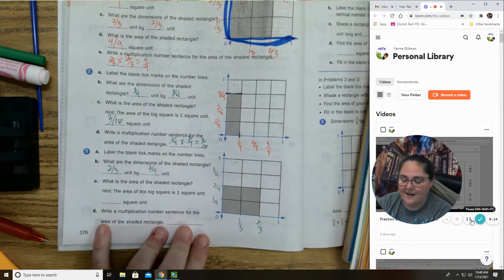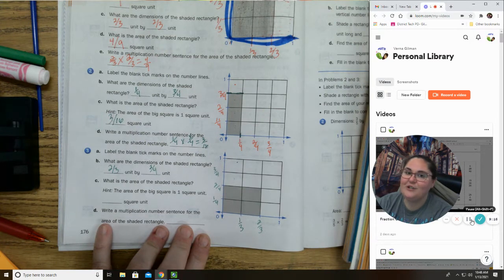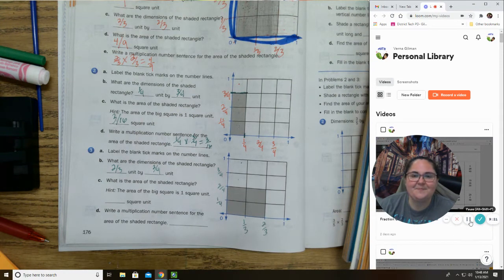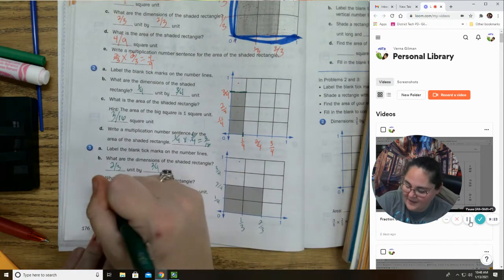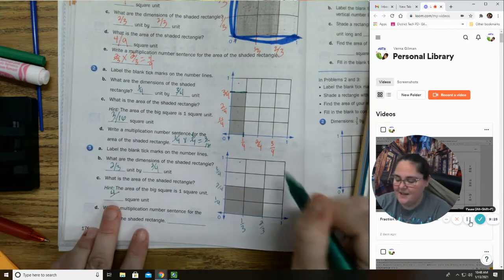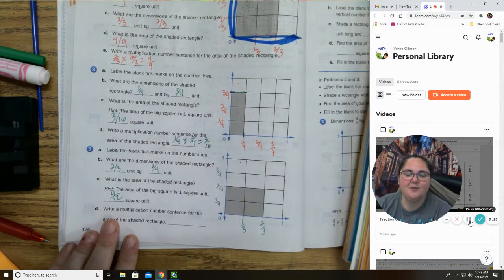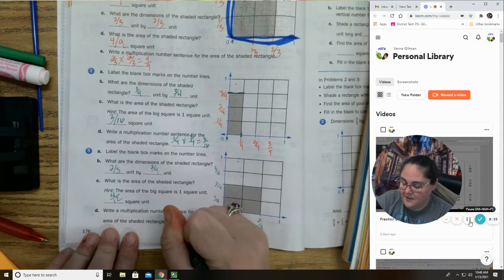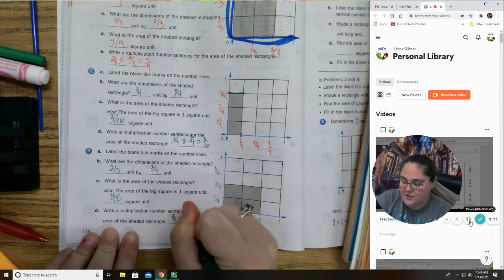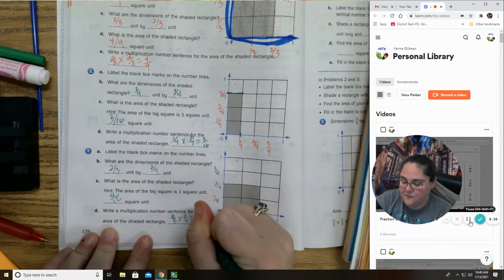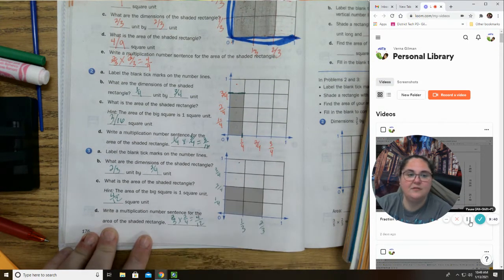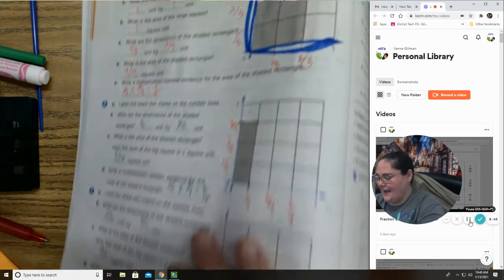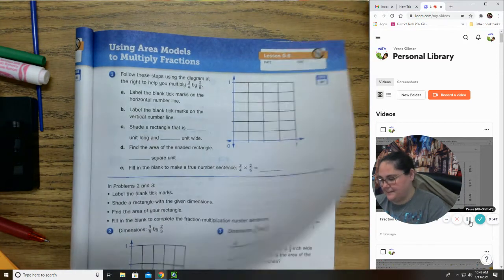All right, what is the area of my shaded rectangle? You should know how to do this by now. There are 4 shaded spots. There are 12 total spots, so my answer is 4/12. To double check my answer, I am going to do the multiplication. I'm going to do 2/3 times 2/4. 2 times 2 is 4. 3 times 4 is 12. 4/12. Awesome. Let's go on and look at page 177.